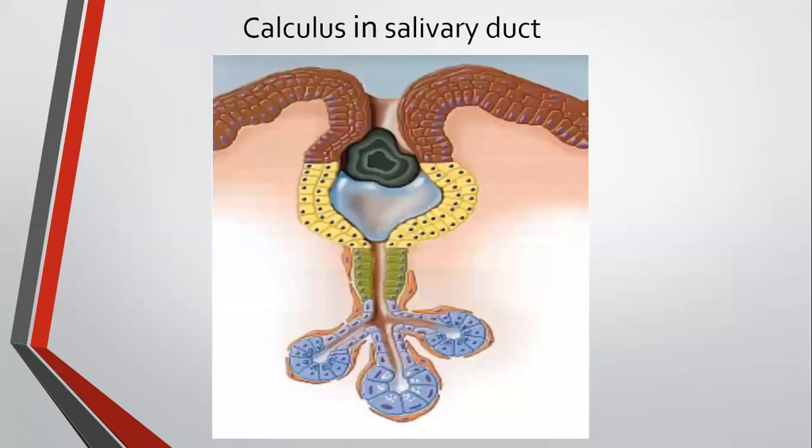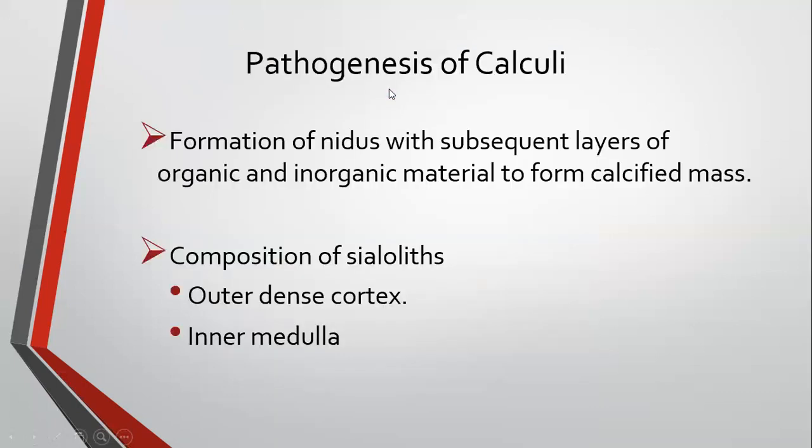So this is basically the answer. You can see that this is a picture presented histologically. There is a stone or calculus here, and this is the salivary gland, and these are the secretions. So it is blocking the secretion of the salivary gland into the oral cavity.